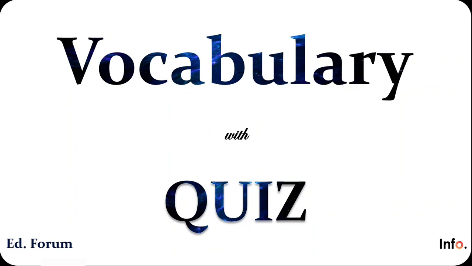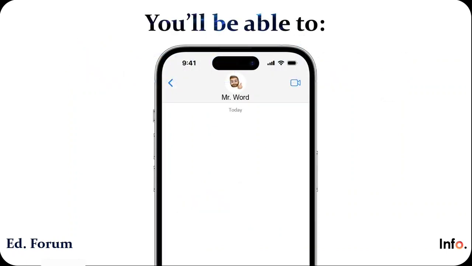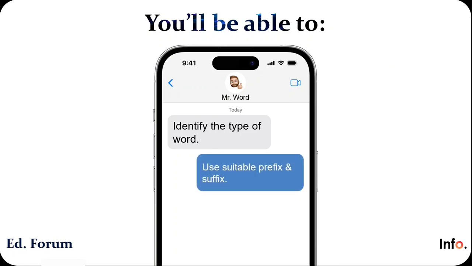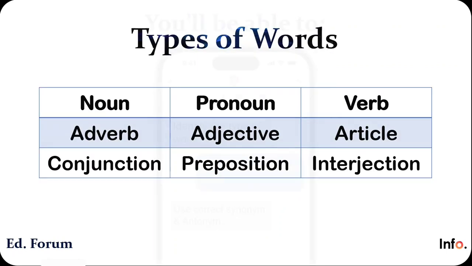In today's video, we will be expanding the vocabulary and we will also be doing a quiz. So let's start. What does Mr. Word have to say to you? Mr. Word is saying that by the end of this video, you will be able to identify the type of word. You know what? In English, there are so many words, right? And each word has a different type, a different kind. So we will be discovering that, okay? And we will also be touching upon the prefixes and suffixes, and we will also be doing the correct use of synonyms and antonyms. So let's start from the types of words.